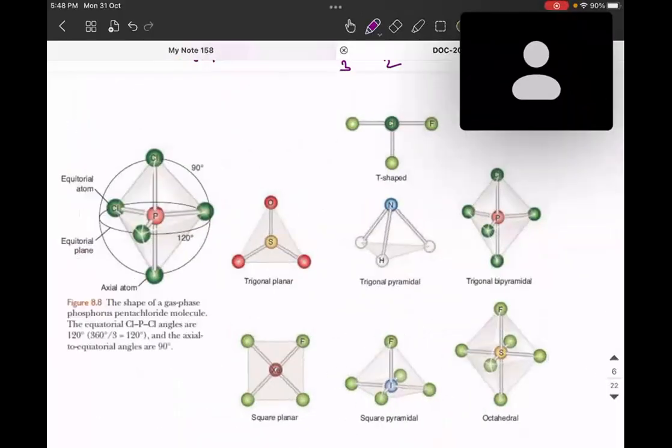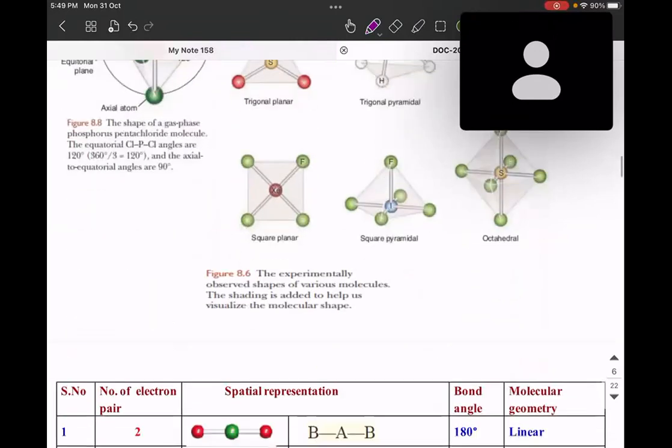So: trigonal planar, trigonal pyramidal, trigonal bipyramidal, and then square planar, square pyramidal, octahedral. I told you when you have 4 atom attachments, it is tetrahedral. But here I mentioned square planar. The actual geometry will be different. As per VSEPR calculation, the 2 lone pairs will occupy the other 2 sides of the octahedral. That's why it is square planar. We'll see one by one.